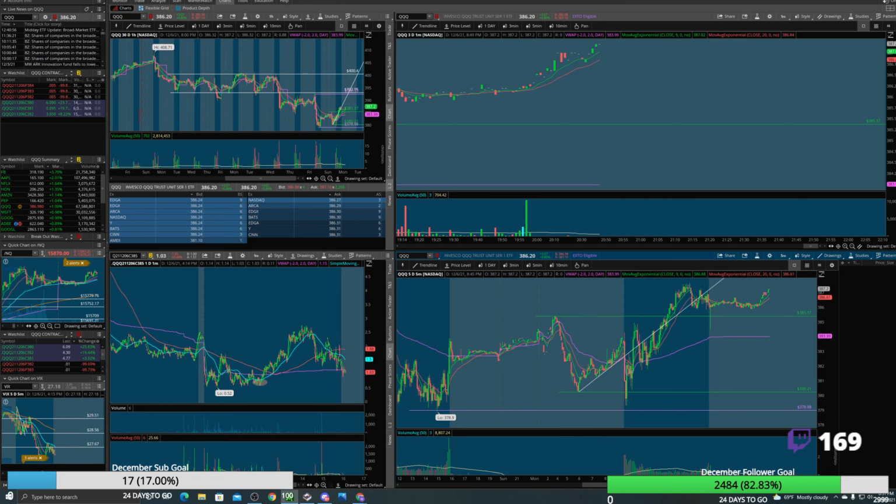Lebowski says, do you ever find a contract has such high IV that by the time you know the move is done, you haven't made any profit? I haven't had any issues like that. No, not trading QQQ large cap options.